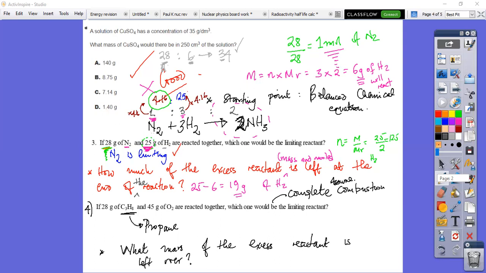So maybe C3H8 plus, is it 5O2? C3H8 plus 5O2 gives 3CO2 plus 4H2O. Okay, good. Now we are ready to rumble.